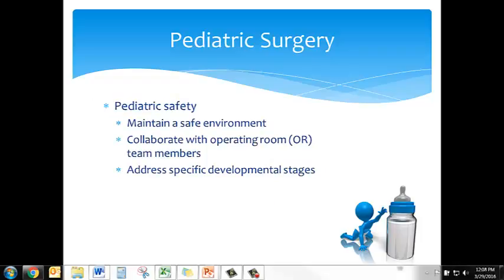In addition to all we've already discussed, we must not forget that the environment must remain safe for the patient in all the ways that we make it safe for every patient. Every patient is at risk for a wrong site surgery, retained foreign objects, medication errors, and for a perioperative team to be stressed or fatigued. We must not allow these environmental risks to come to fruition, and so we will collaborate with the OR team members and address specific developmental stages among all the practices we do for every patient to keep them safe while they're in our care.